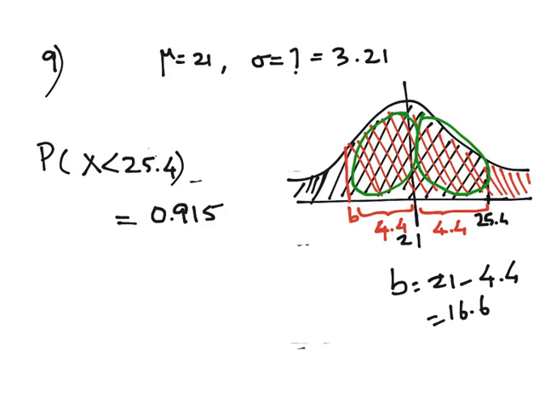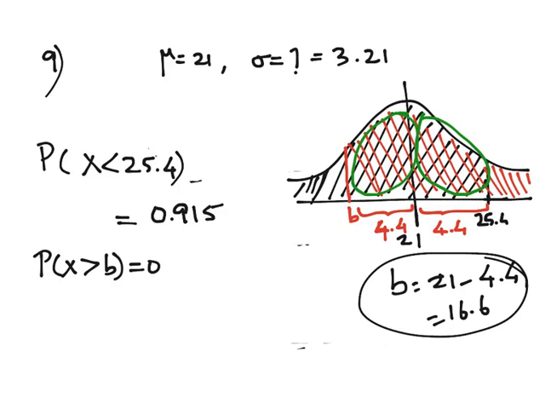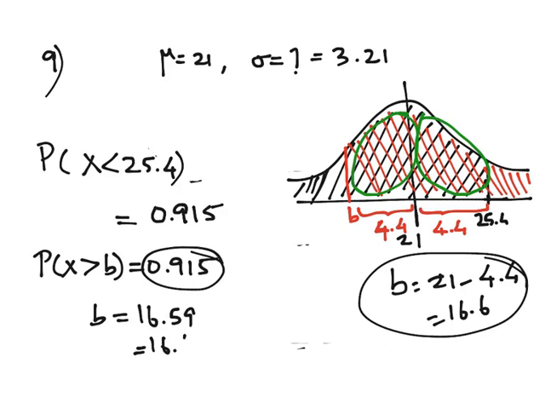You can find it in two ways. As I mentioned, you can use the property of symmetry, or you can also say P of x more than B is 0.915 according to the problem. So now I can use inverse normal. The tail is right, area is this. So if you use the calculator, you'll get B as 16.59, which is nothing but 16.6. Yeah, the same answer.